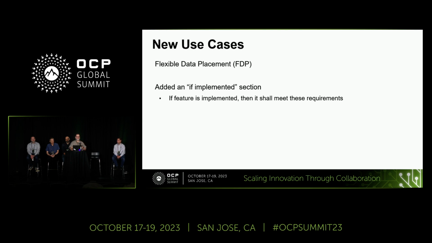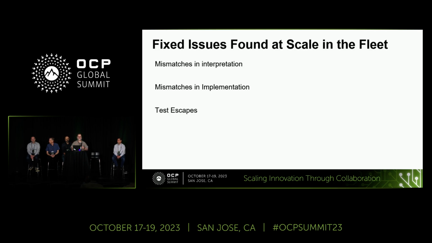So here in the new use cases, we talked about flexible data replacement early in the day, and we added that if implemented section so that in the future, as we add more of these things that may not be a standard use case, maybe it's used only in storage, maybe it's only used in compute, maybe it's only used for certain other narrow swim lanes, then that can be added there.